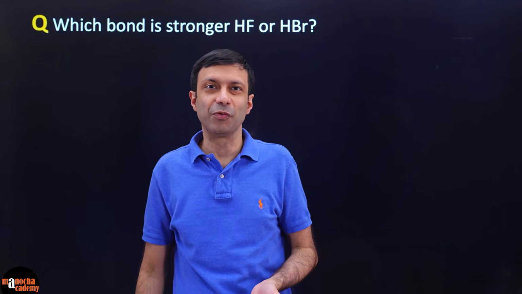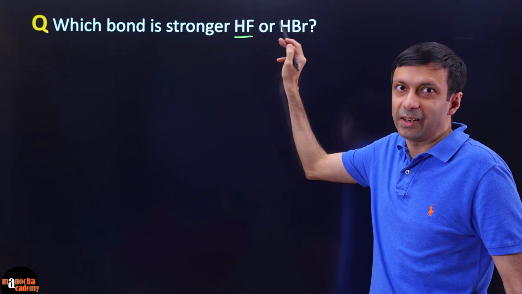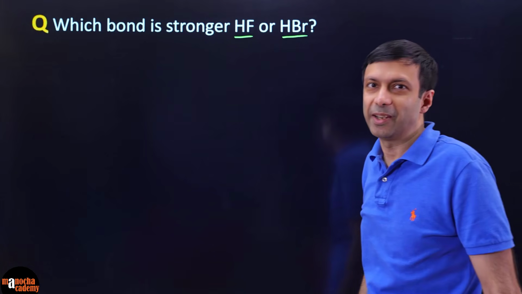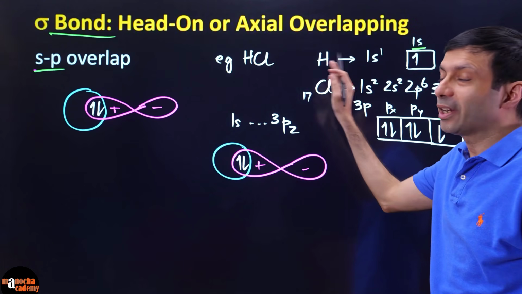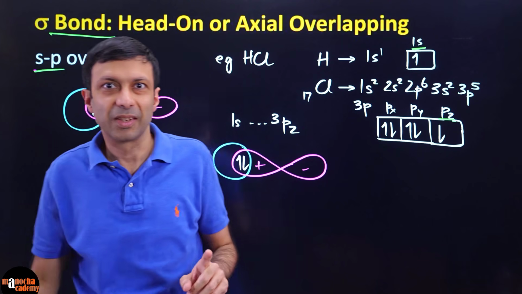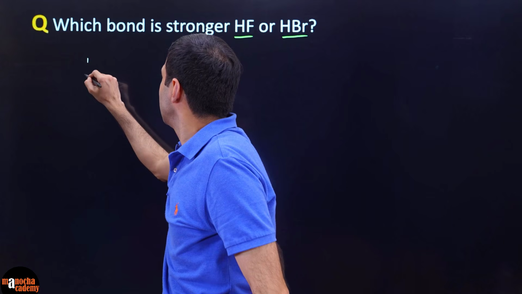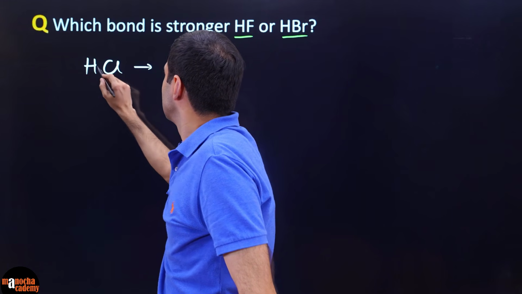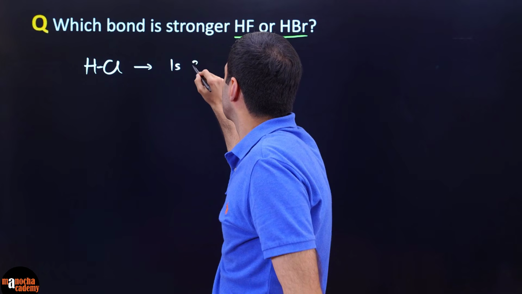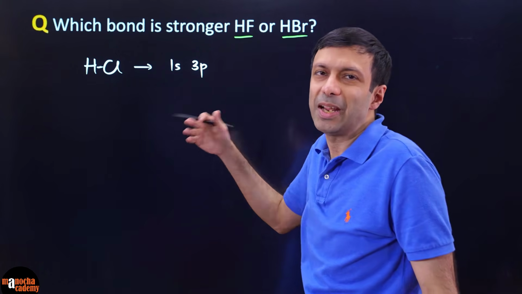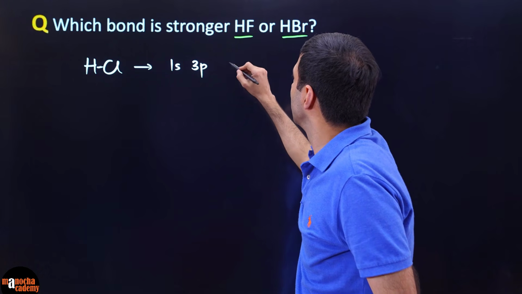Now here's an interesting question for you. Can you guys tell me which bond is stronger? The bond between hydrogen and fluorine in hydrogen fluoride, or hydrogen bromide? So just now we had done the example of hydrogen chloride. We looked at the bonding between hydrogen and chlorine, and we saw that was a 1s 3pz bonding, right? So I can write that down, that the sigma bond formed between hydrogen and chlorine in HCl was a 1s 3p bond, because it can be 3px, 3py, 3pz, doesn't really matter. It was a 1s 3p sigma bond.